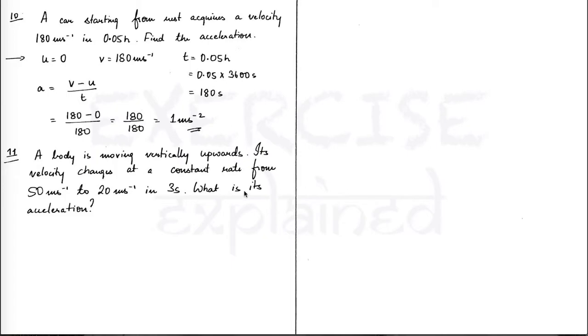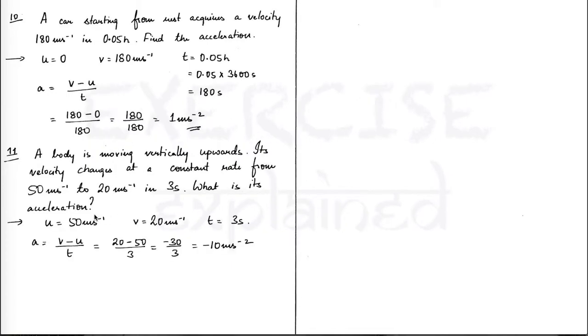What is its acceleration? So I write down the given data, that is initial velocity is 50 meter per second. That means when it was thrown, it is 50 meter per second. And as it is going up, the gravity will be acting against it. So the velocity reduces and it reduces to 20 meter per second. We take that as final velocity. Time is 3 seconds. So time is taken as 3 seconds here.